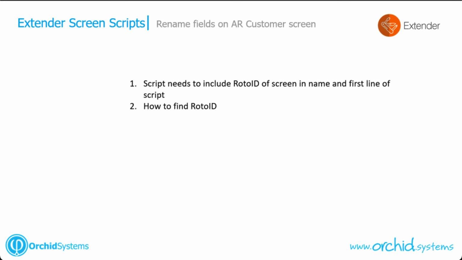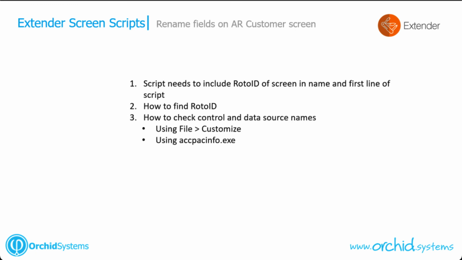So we're going to look at how to find the rotor ID. And also for most of these scripts you need to find out the control and the data source name that is used on that screen. And we can look at that using File Customize as well as ACBACKINFO. And we'll do a simple example to rename fields on the AR customer screen.